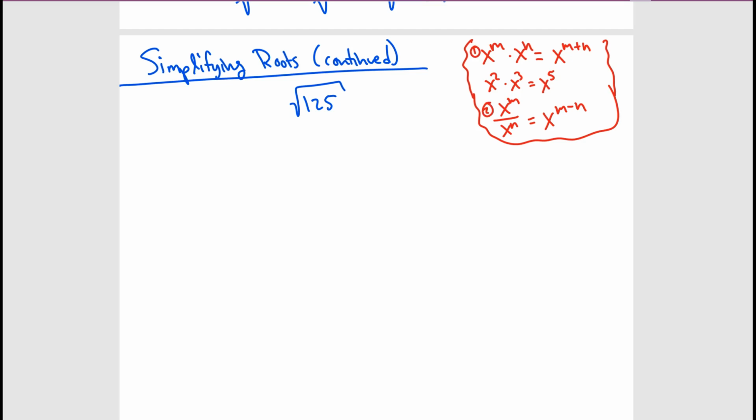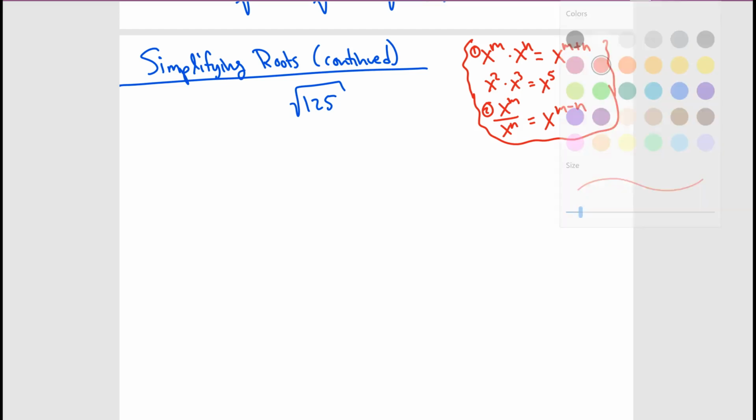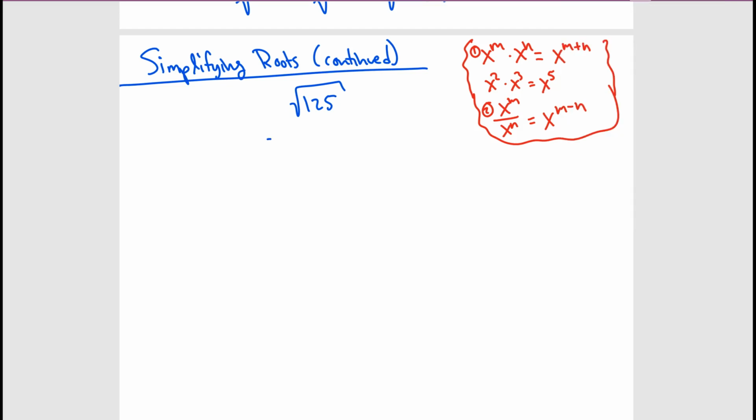So one thing that you can think about is, is there something that will multiply to give the square root of 125? Well, one thing that you can do is that I know that 125 is just 25 times 5. And I know that 25 is just 5 squared, times 5 to the first power. So here we can apply the square root to each individual part: the square root of 5 squared and the square root of 5 to the first power.